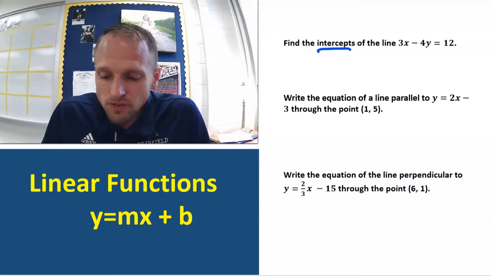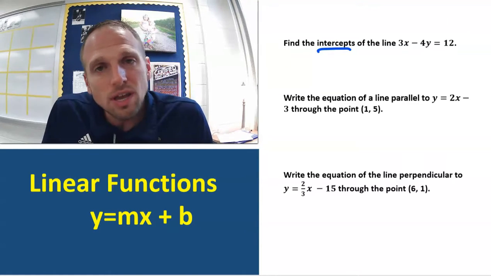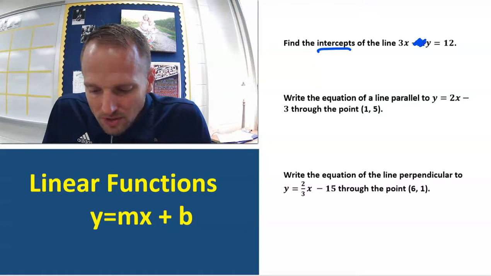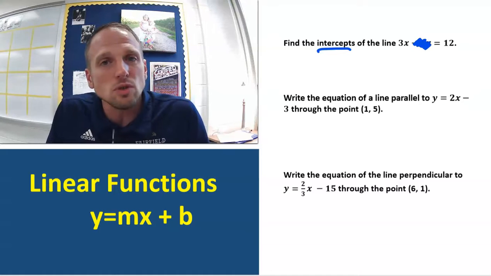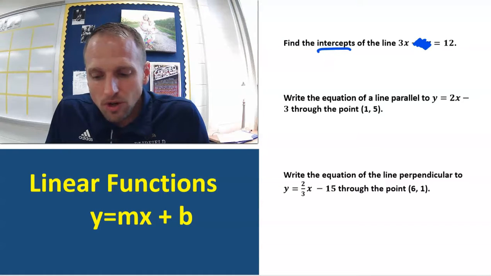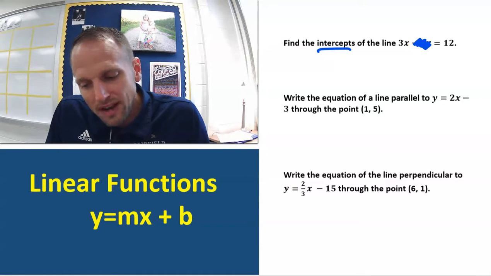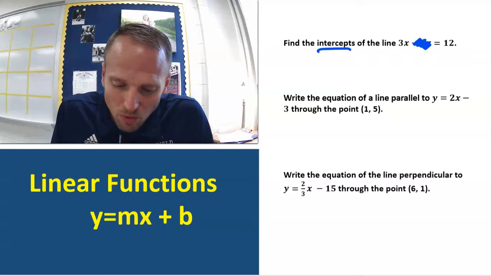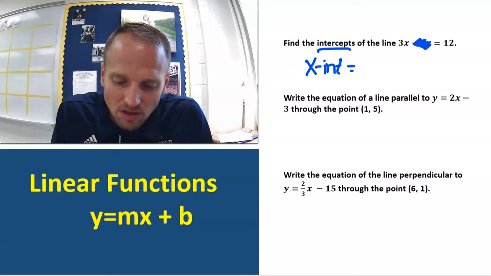Okay, so first of all, let's find the x-intercept. The x-intercept means that y is 0. Well, if y is 0, 4 times 0 is just going to be 0. So if I want to find the x-intercept, all I have to do is solve for x. So 3x equals 12. Divide the 3 over, and we're going to see x equals 4, right? Just a one-step equation. So the x-intercept is equal to 4.